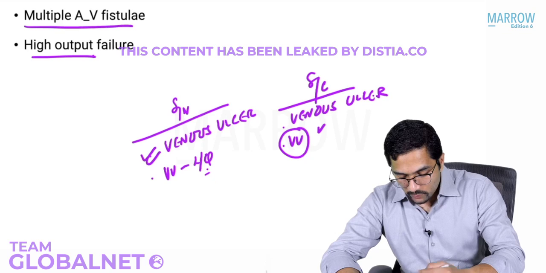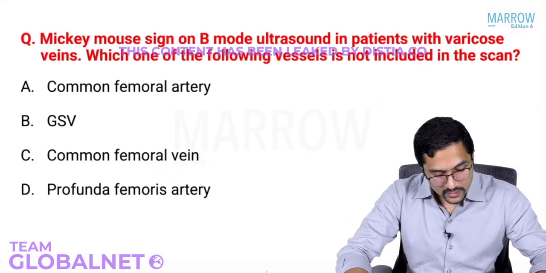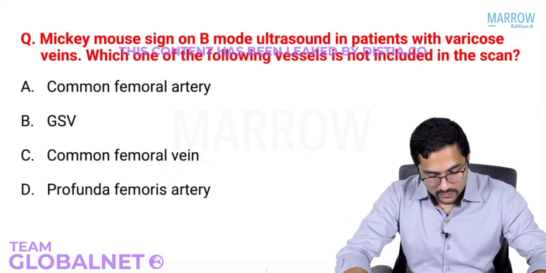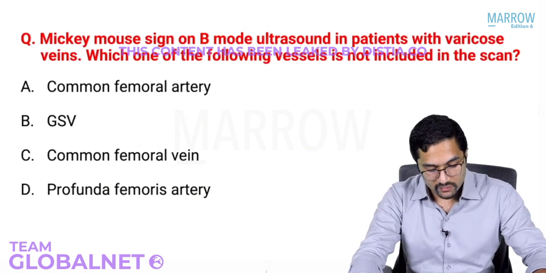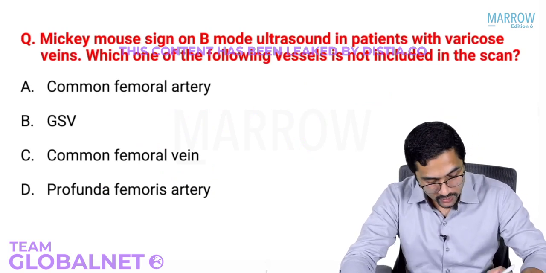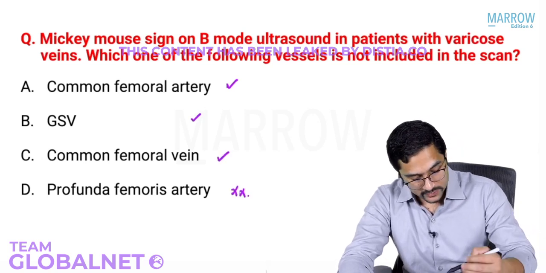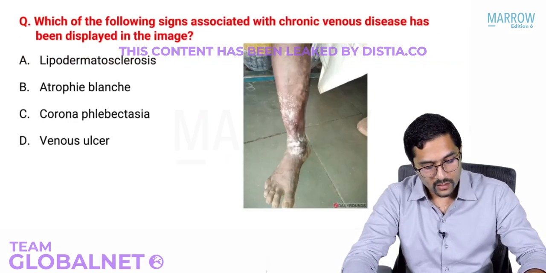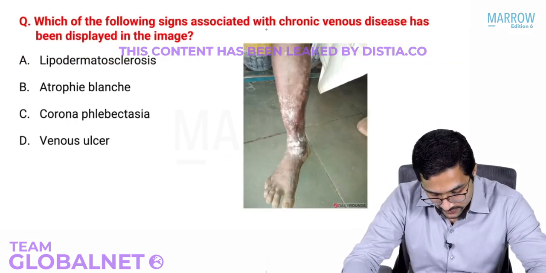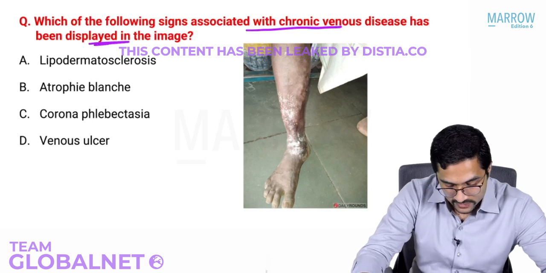Now, before we end this module, let's quickly do some MCQs. The Mickey Mouse sign on B mode ultrasound in patients with varicose veins, which one of the following vessels is not included? Common femoral artery is included, great saphenous vein is included, common femoral vein is included, profunda femoris is not included.